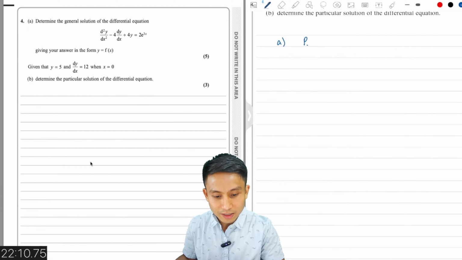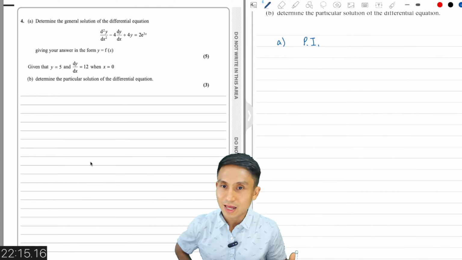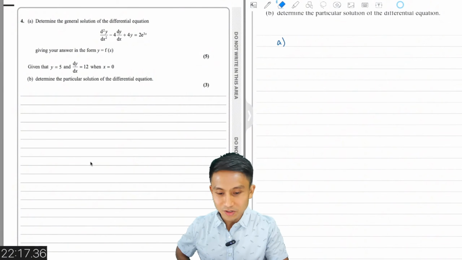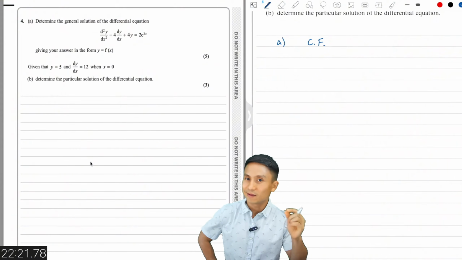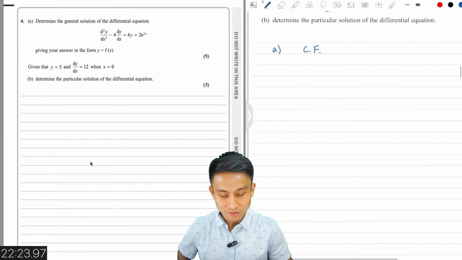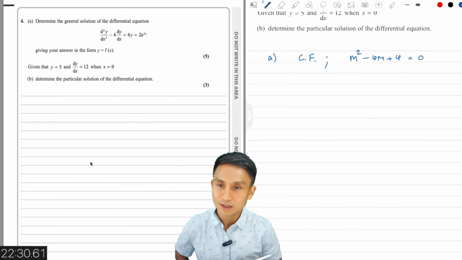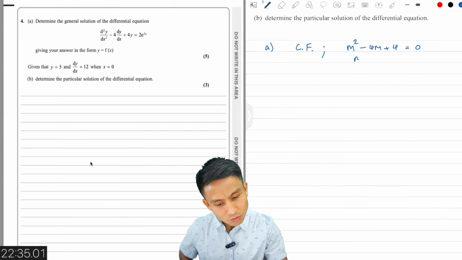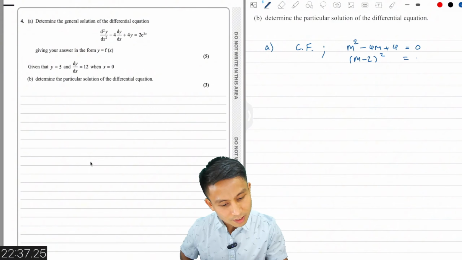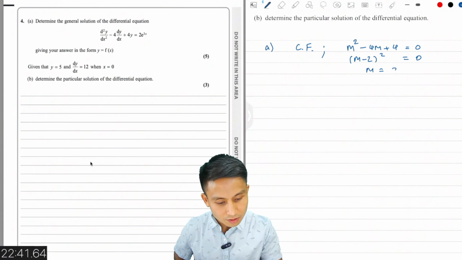So the particular integral, when you have 2e to the 3x, like that. Well, you know what? Let's actually do the complementary function first, because sometimes the particular integral can be the same as the complementary function. So let's do CF first. I'm just going to do m squared minus 4m plus 4. You just take the coefficients and solve this quadratic first. So what's that? It's just m minus 2 squared, right? So this is a repeated root. So m is 2, a repeated root.